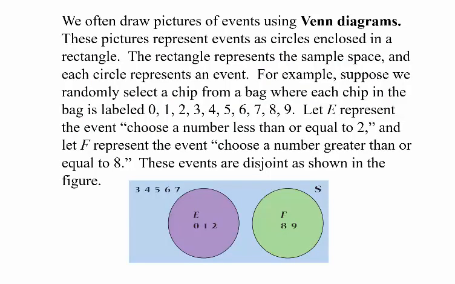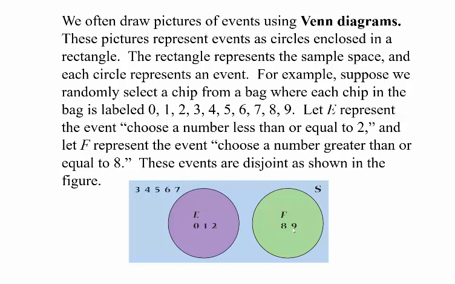To illustrate this, we often draw pictures of events using what are called Venn diagrams. These pictures represent events as circles. This purple circle is called E, and it represents event E, and this green circle represents event F. The rectangle on a Venn diagram represents the sample space, and each circle represents an event. Inside this blue rectangle, all the possible outcomes that could happen are 0, 1, 2, and then over here we have 3, 4, 5, 6, 7, and then we have 8 and 9 over here.